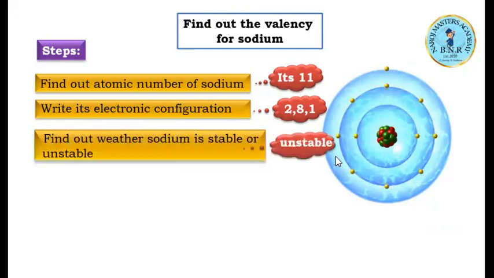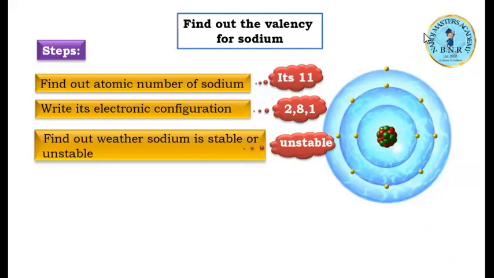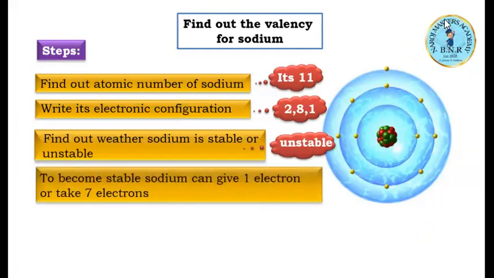To become stable, sodium can give 1 electron to another atom, or it has to take 7 electrons. Why? Because in the outermost orbit, the maximum number of electrons we can fill is 8. There is only one in its outermost orbit, so we still need 7. Instead of gaining 7, losing 1 is enough. To become stable, sodium can give 1 electron or take 7 electrons.